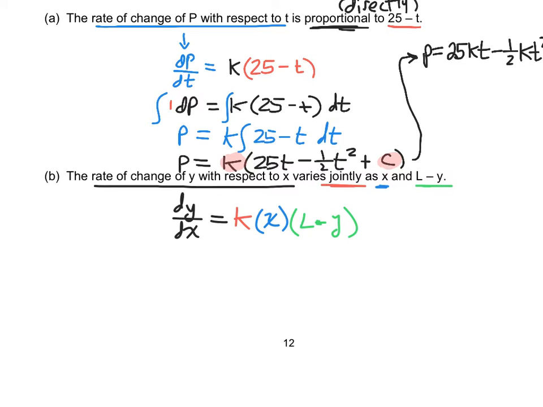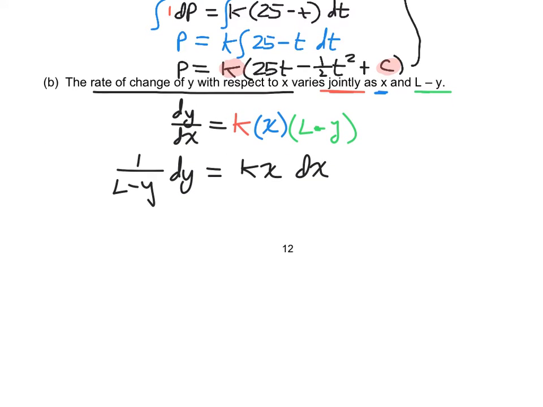So I'm going to pull the L minus y to the other side of the equation. I'm going to leave the kx on the right hand side. So 1 over L minus y dy is equal to kx dx. All right. I'm also going to use that little nifty trick I used in example A, and that is to pull out that negative sign in front.